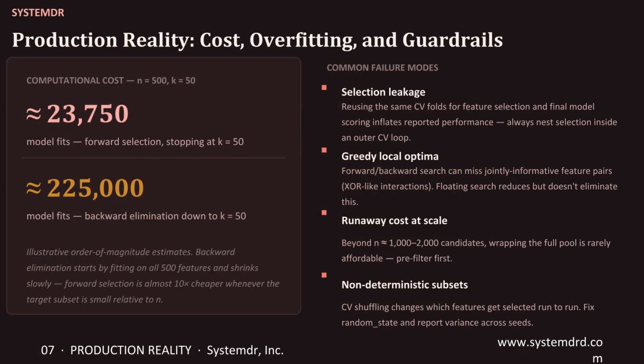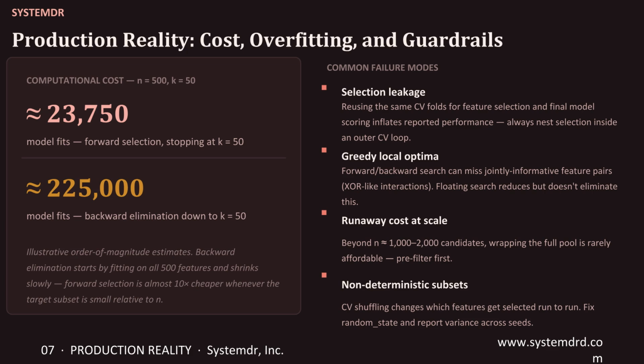Let's talk numbers, and then let's talk about what actually goes wrong. For a concrete illustration, with 500 candidate features and a target of 50, forward selection runs on the order of 23,750 model fits. Backward elimination, going the other direction down to the same 50 features, runs closer to 225,000 fits. That's roughly a 10 times cost difference, entirely because backward elimination starts by fitting on all 500 features and shrinks slowly, while forward selection starts small and stays small for longer.